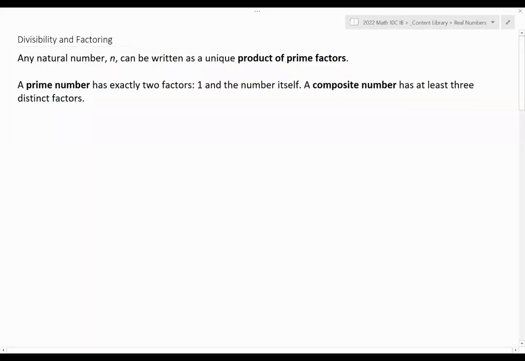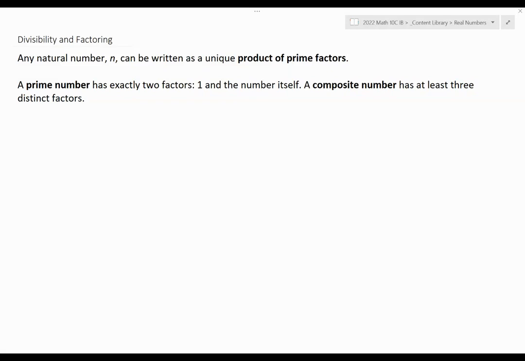Hello. In this video, we're going to look at divisibility rules and how we can use those to express numbers as products of their prime factors. Any natural number can be written as a unique product of prime factors, and we can use that prime factorization to do any number of things. So that's what we're going to talk about today.